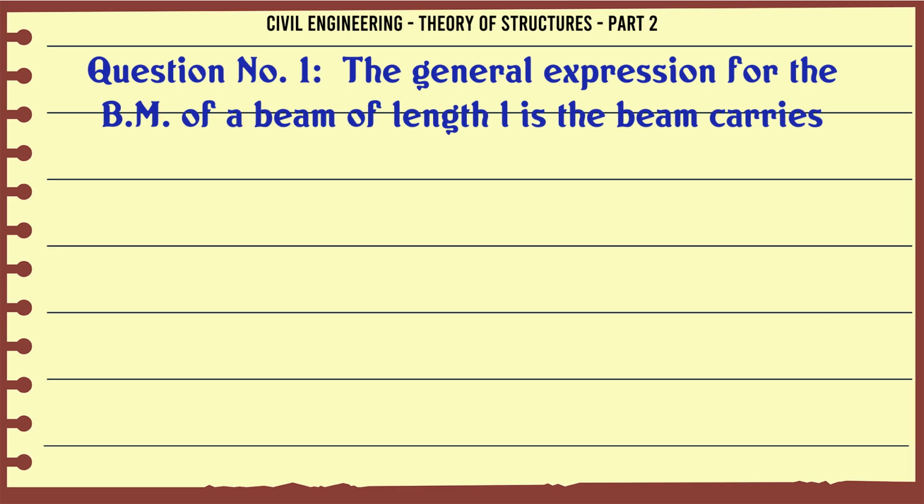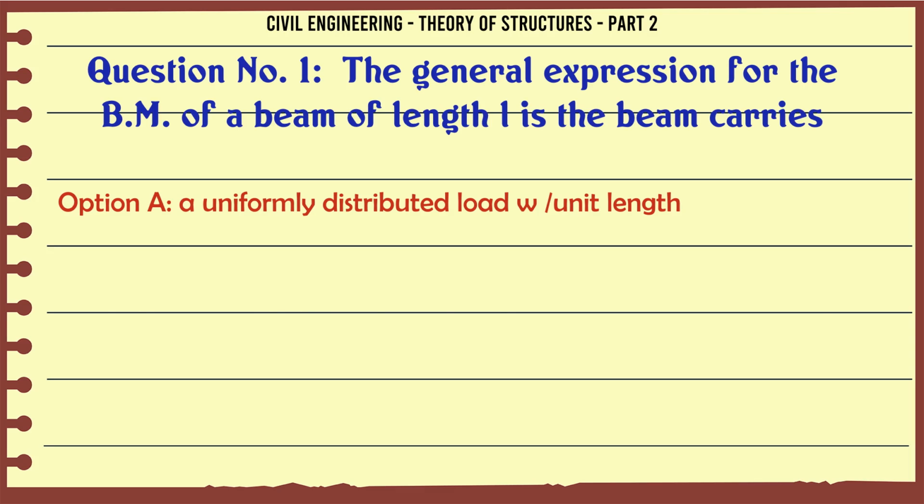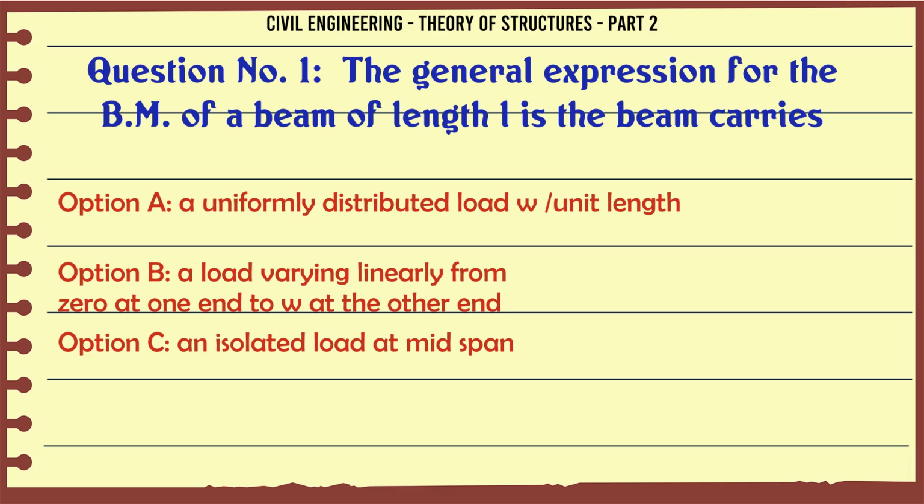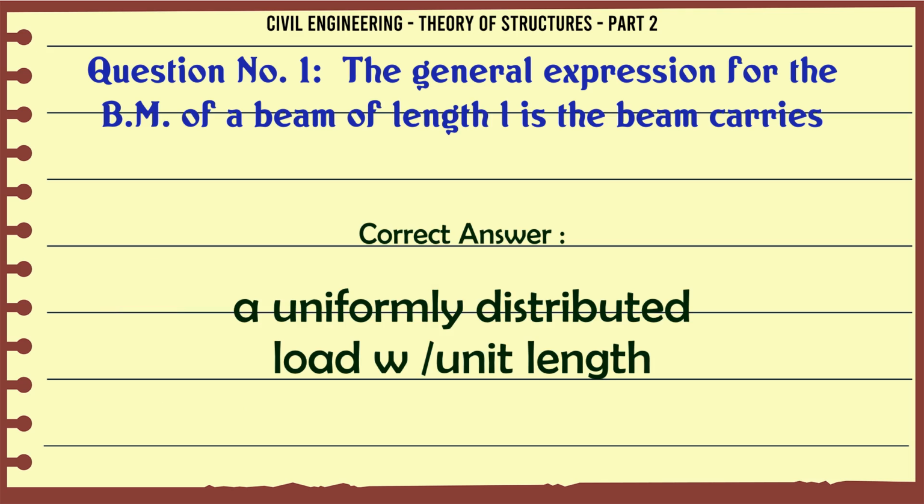The general expression for the BM of a beam of length L is: the beam carries A, a uniformly distributed load W per unit length, B, a load varying linearly from 0 at one end to W at the other end, C, an isolated load at mid-span, D, none of these. The correct answer is a uniformly distributed load W per unit length.